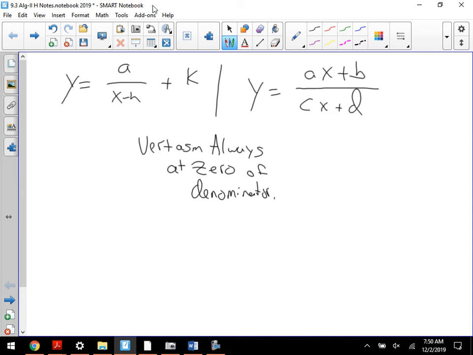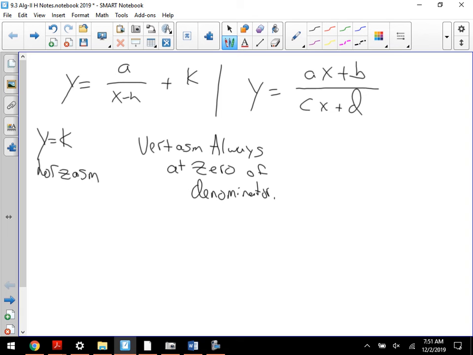On that first one we talked about, when you had x minus h, that was a term in and of itself, so we just had to write it out. The k value for the y equals, for the one on the left there, was always your horizontal asymptote for this style. So it was horizontal.